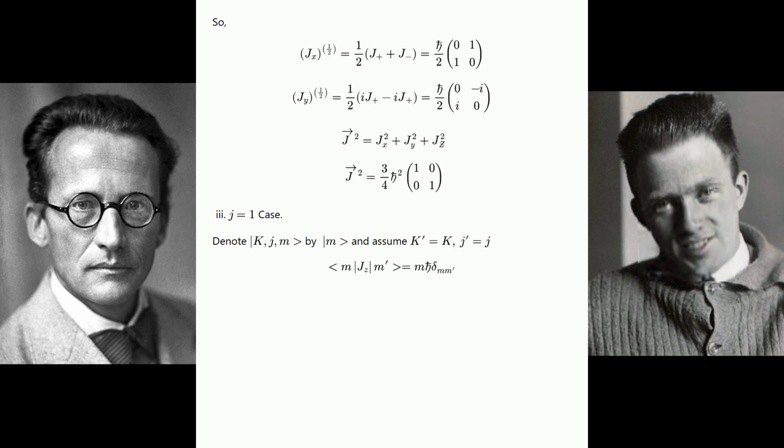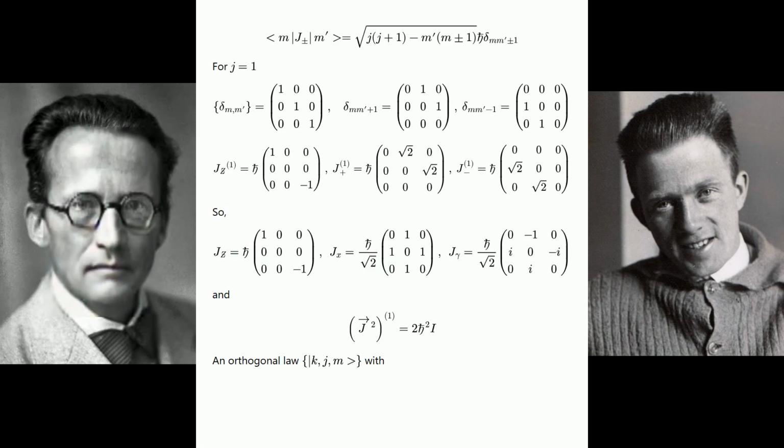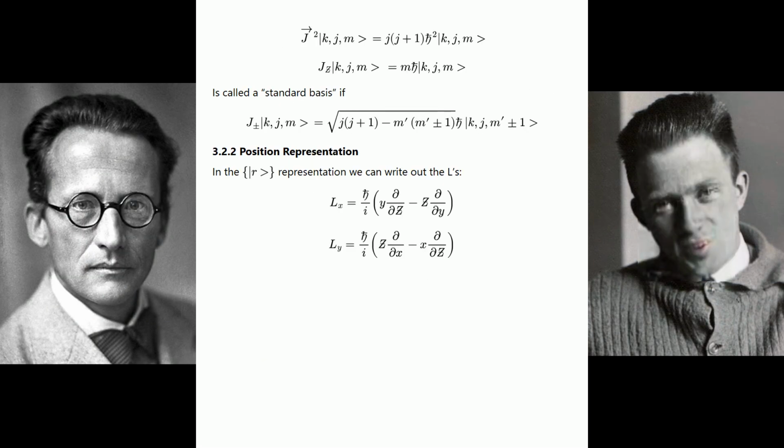J = 1 case. Denote ket |k,j,m> by |m>, and assume k' = k, j' = j. (See the equation shown.) For j = 1 (see the two equations shown). So, (see the equation shown). And (see the equation shown). An orthogonal set {|k,j,m>} with (see the two equations shown) is called a standard basis if (see the equation shown).